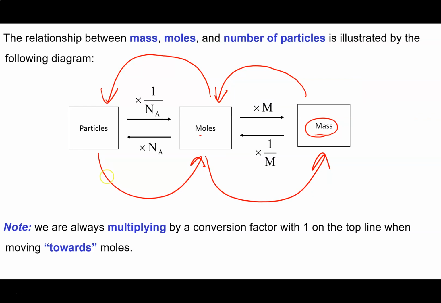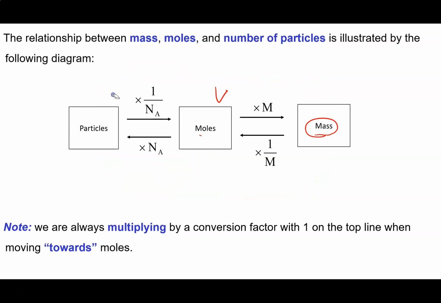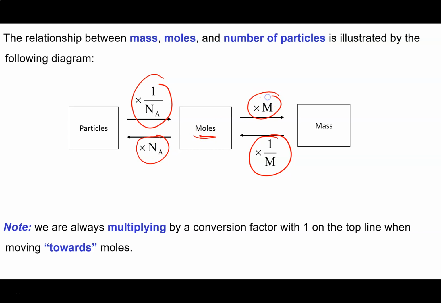The other thing worth noticing about this little diagram is that whenever we're moving towards moles, our conversion factor always has a 1 on the top line. So we always have 1 on the top line of our conversion factor when we're moving towards moles, and we always have a number other than 1 on the top line when we're moving away from moles. So little hints, if you can keep those in the back of your mind, that'll reduce the errors you're making.